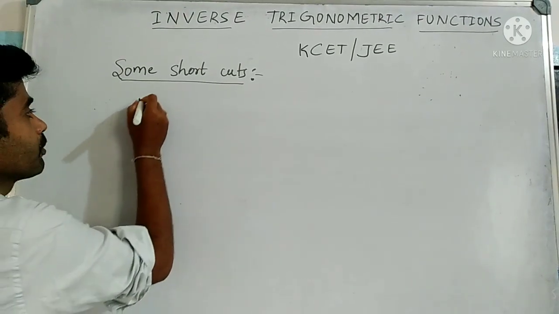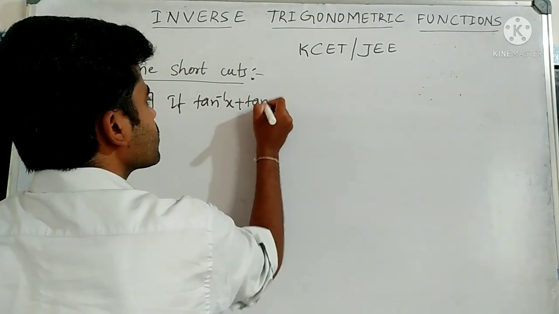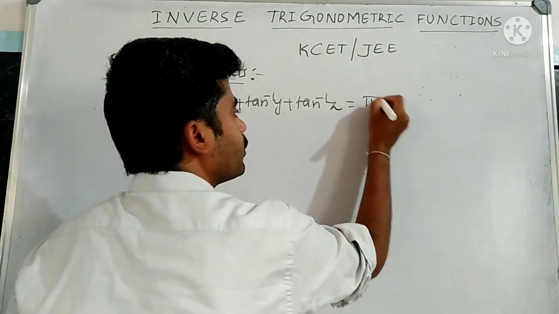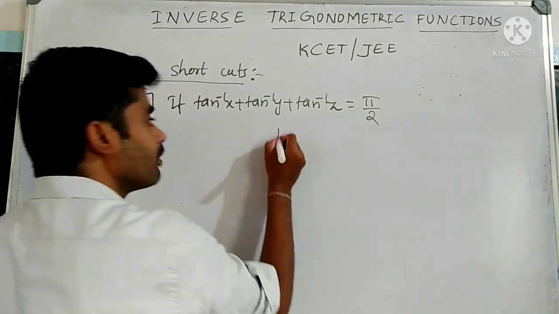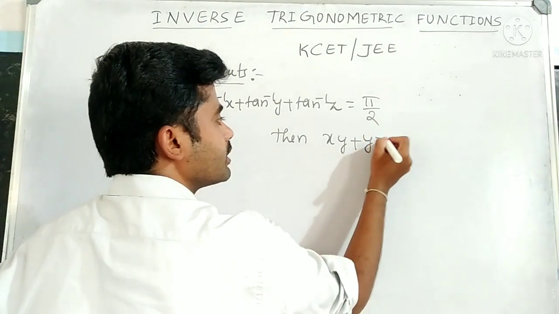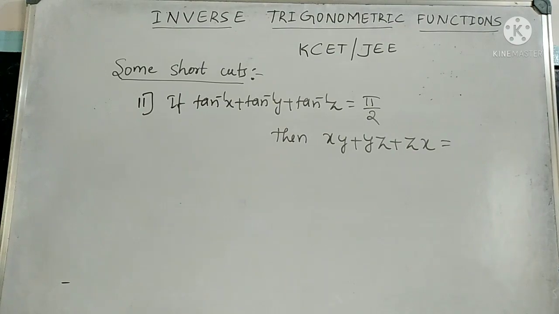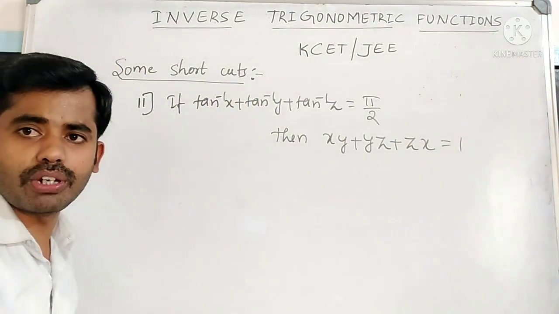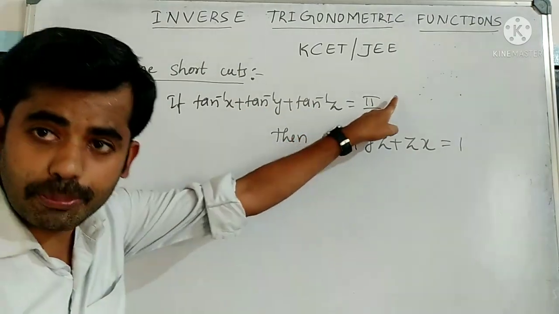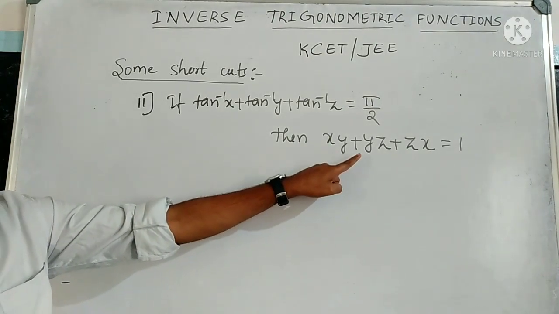Next, the 11th one. If tan inverse x plus tan inverse y plus tan inverse z is equal to pi by 2, then we can write it as xy plus yz plus zx is equal to 1. What we can write? If tan inverse x plus tan inverse y plus tan inverse z is equal to pi by 2, then we can write xy plus yz plus zx is equal to 1.